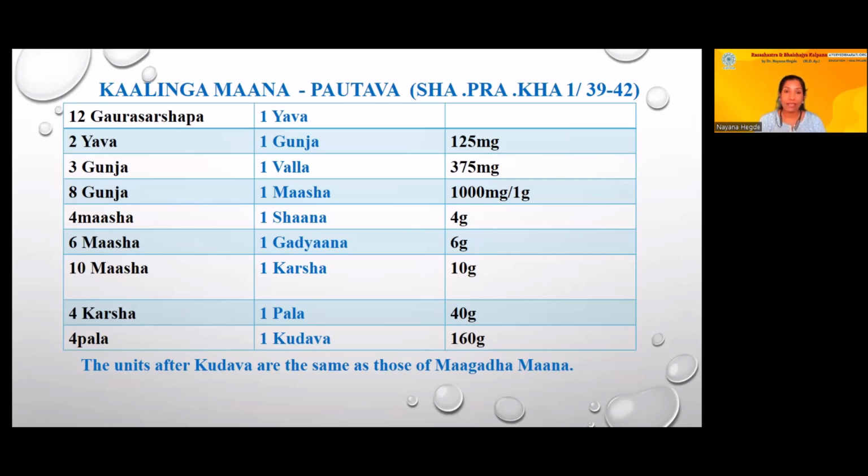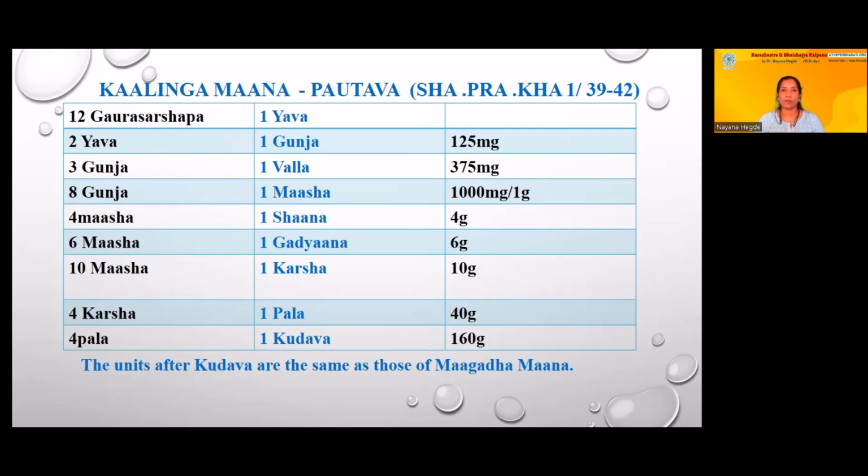For the 6 grams, in the Magadhamana which we have studied, we have to remember that it is 1 Kola. Next, 10 Masha is equal to 1 Karsha; the metric equivalent is 10 grams. In the Magadhamana, 1 Karsha is 12 grams. 4 Karsha is equal to 1 Pala; the metric equivalent is 40 grams. In the Magadhamana, 1 Pala is 48 grams.